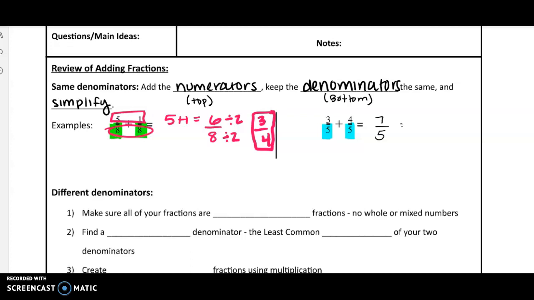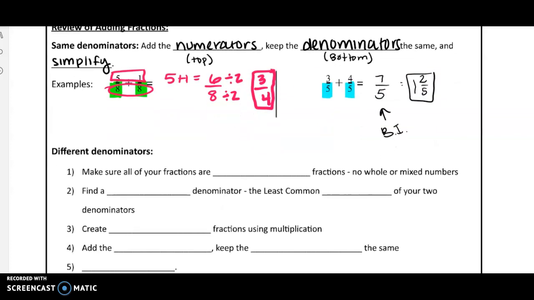And then it says to simplify. So how many times does 5 go into 7? 5 goes into 7 one time. And then to get from 5 to 7, we have to go 2 more, so with a remainder of 2. I think Big Ideas allows this, though. So you should be able to put in 1 2/5 or 7/5.